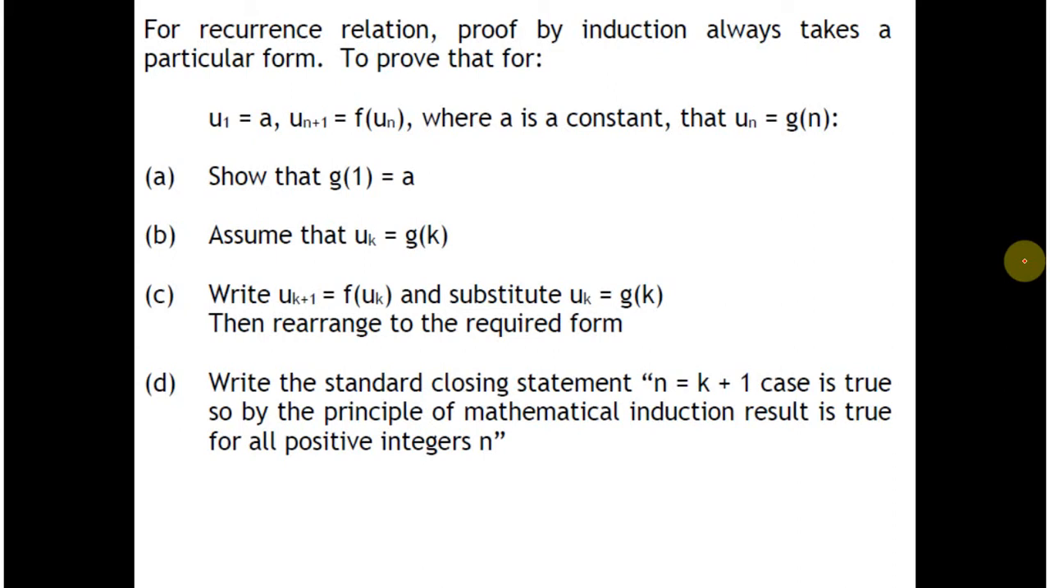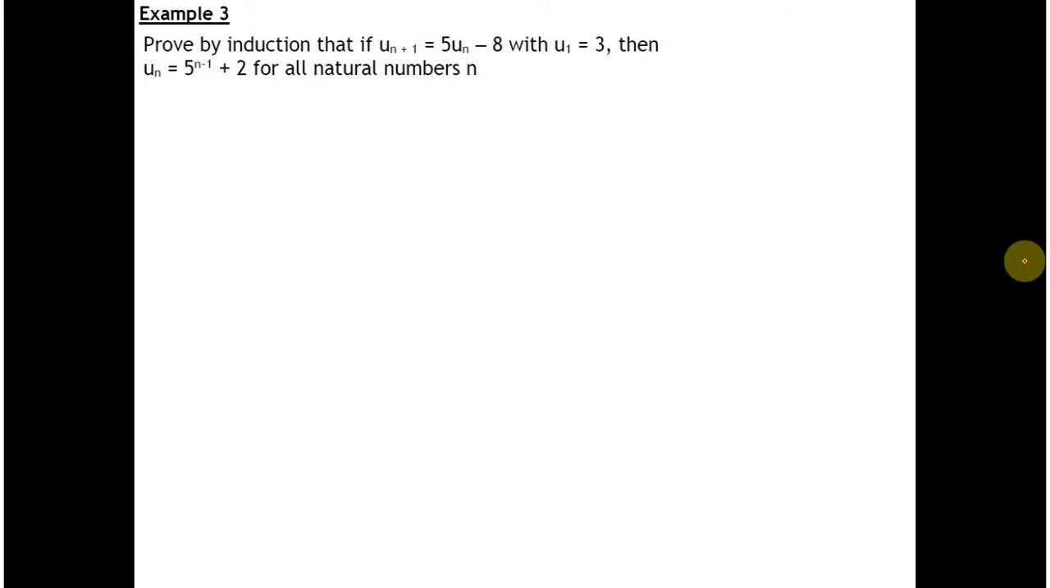And then we write the normal standard closing statements. So in this case, prove by induction that if u_{n+1} = 5u_n - 8 with u_1 = 3, then u_n = 5^(n-1) + 2 for all natural numbers n. Start with the n = 1 case. We basically stick it into the formula, so u_1 = 5^(1-1) + 2, which gives 3. And since u_1 is 3 in the question, we've shown that the n = 1 case is true.